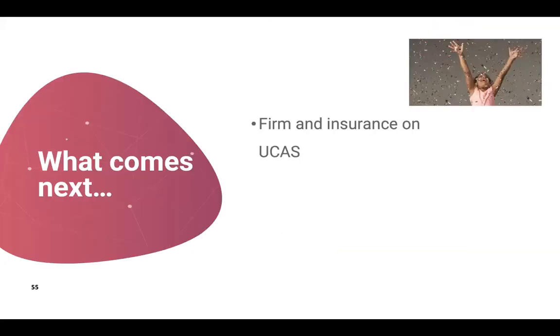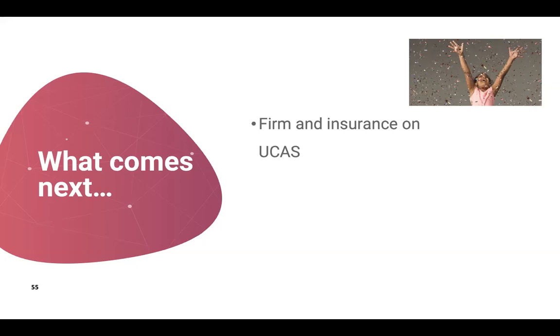So what comes next? After you've done all of this, over the year or so, you'll get your firm and your insurance choices on UCAS. Your firm choice is the first choice of the university you definitely want to go to, and the insurance choice is usually the one you can fall back onto if you don't get the grades for your firm choice.